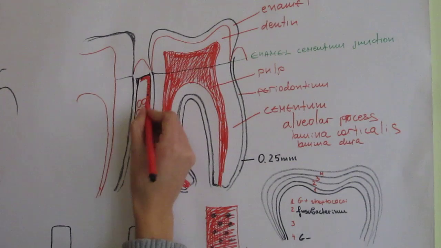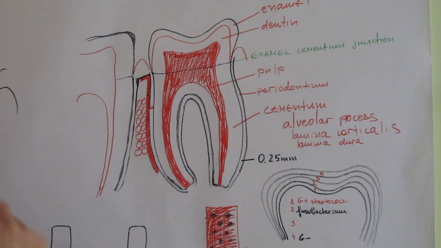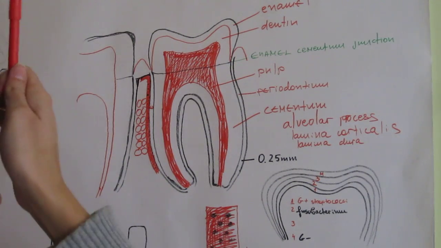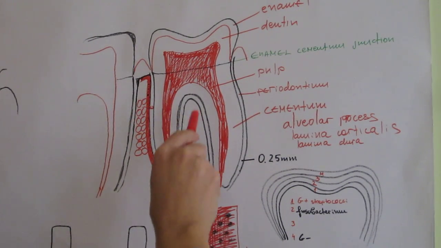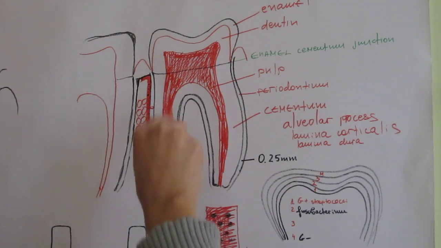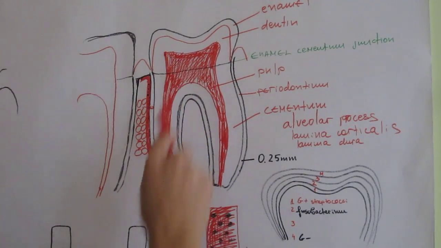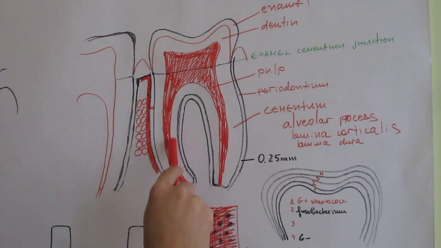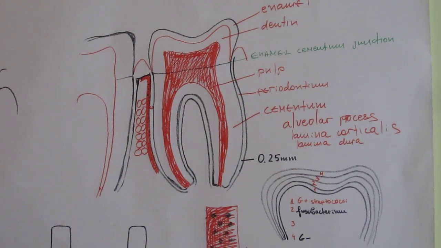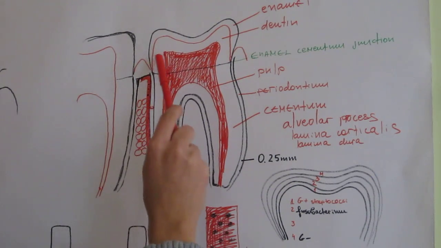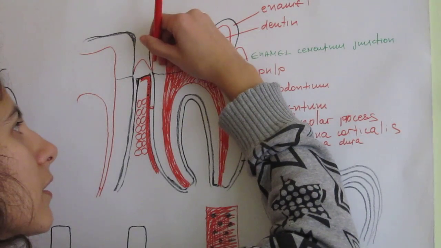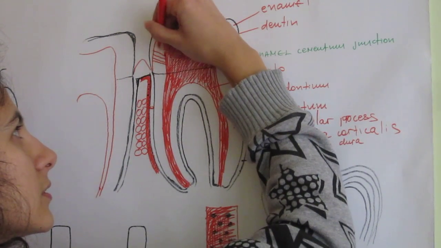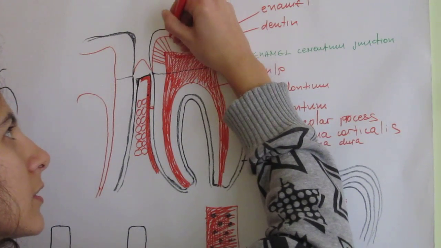We have cementum. This is the cementum, which is surrounding the root. This is the root, and this is the crown. So the cementum is forming the roots. And this is the dentin here. It is composed of a lot of tubules, dentinal tubules, which go like this.